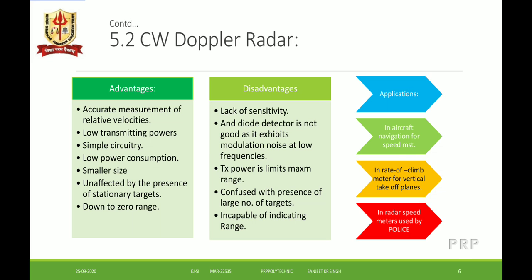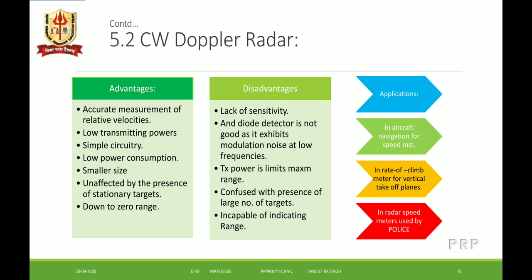Disadvantages: the major disadvantages include the lack of sensitivity. Then, as the diode detector is used, that is not considered a good receiving or demodulation technique, as there could be modulation noise showing up at low frequencies. Transmitter power is limited, and the limited power emitted from the transmitter limits the maximum range that the signal can travel and come back.